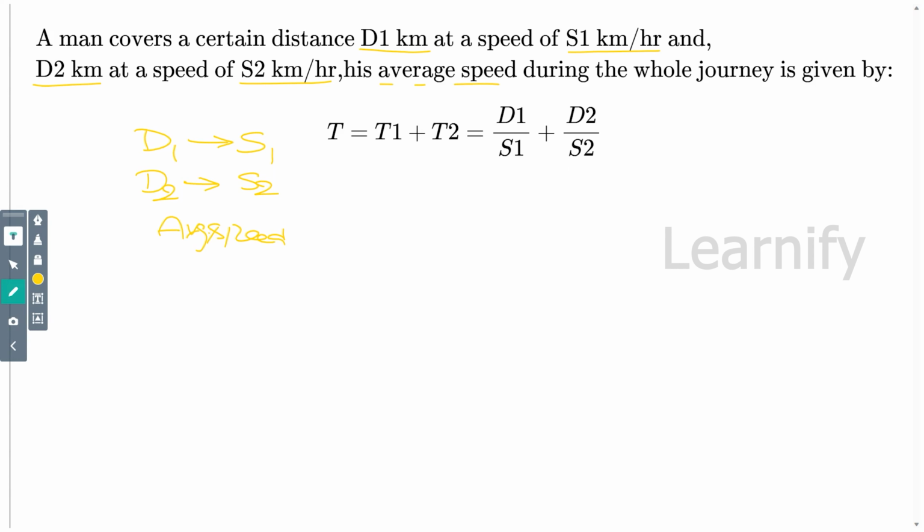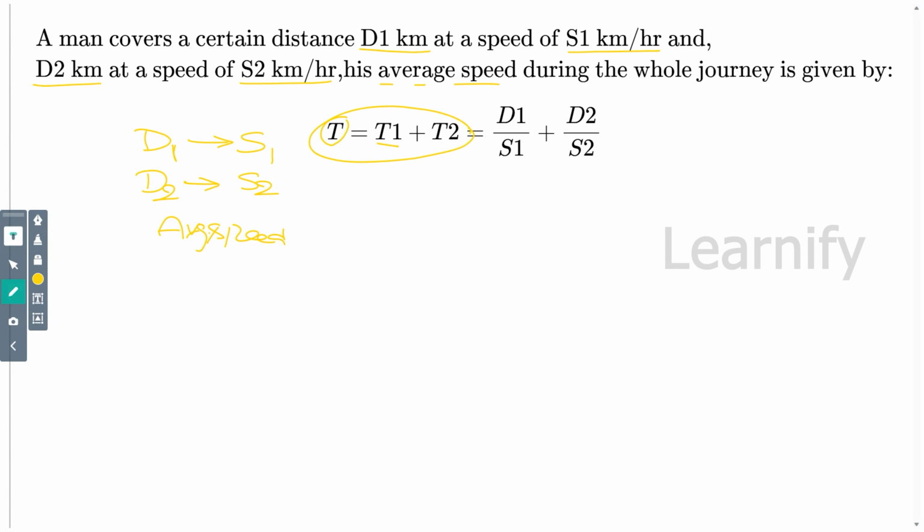Please observe that in the question, the time parameter is not given. So, eliminate the time parameter. First take the total time. T is the total time. T1 is the time taken for d1 distance.